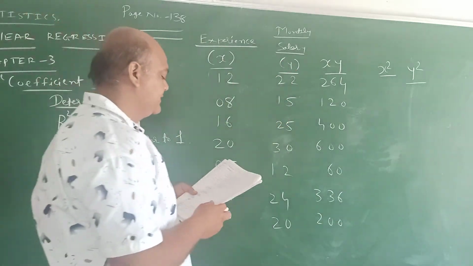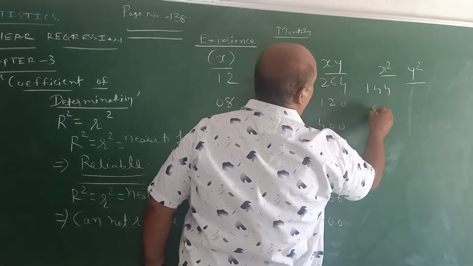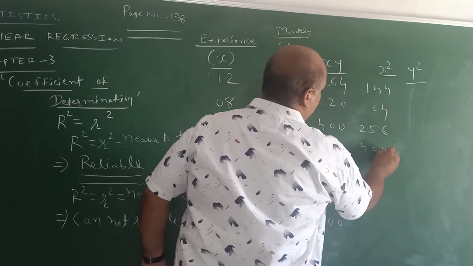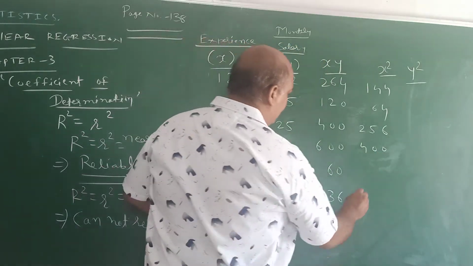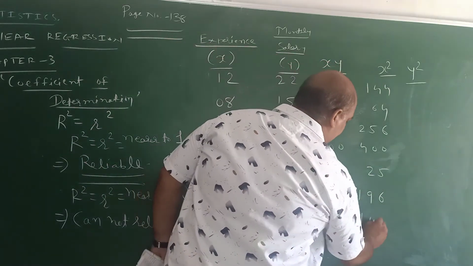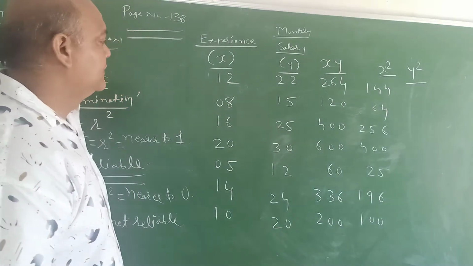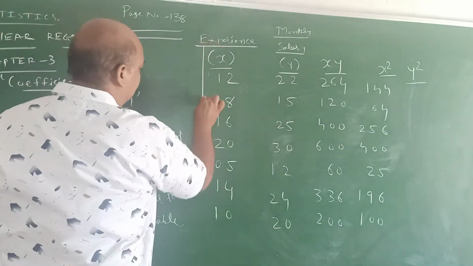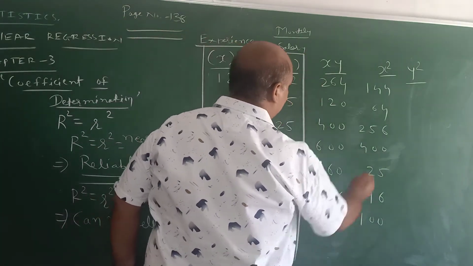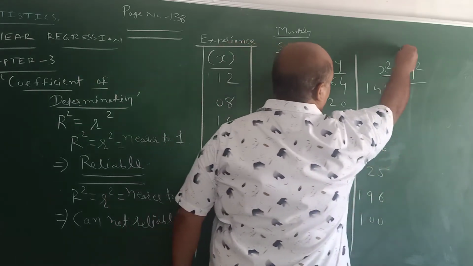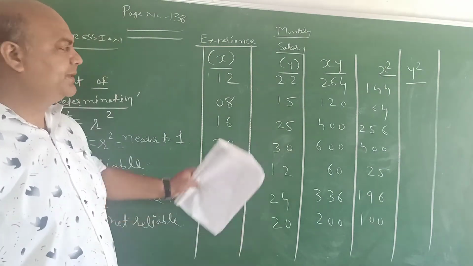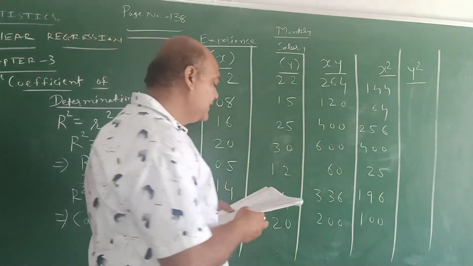The x square is 144, then 64, 256, 400, 25, 196 and 100. X square is the square of the column of x. Now y square means the square of the column of y.